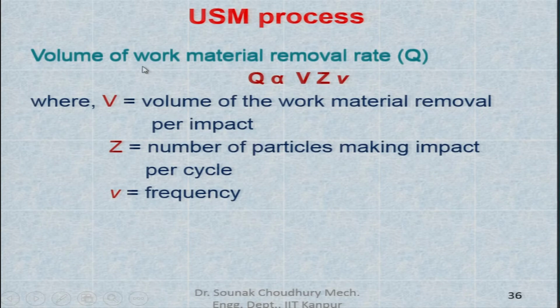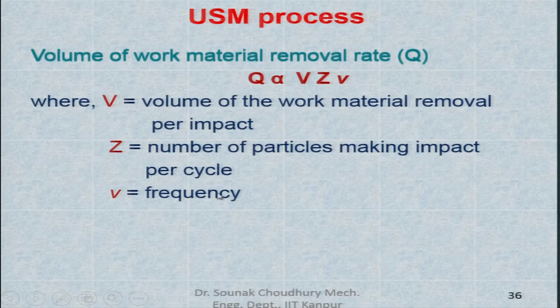In the ultrasonic machining process, the volume of work material removed, let us say Q, will be proportional to basically 3 factors. One is the volume of the work material removal per impact, let us say V.